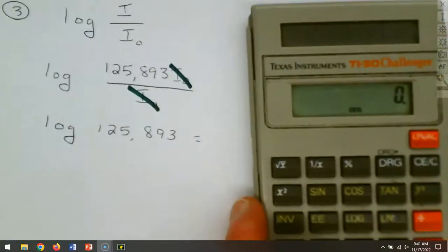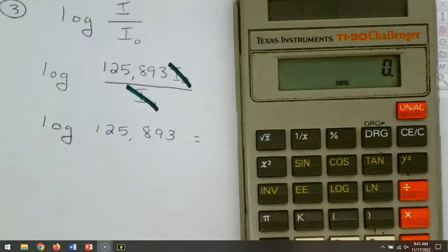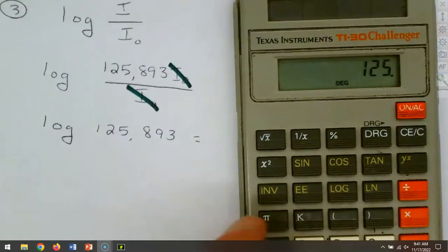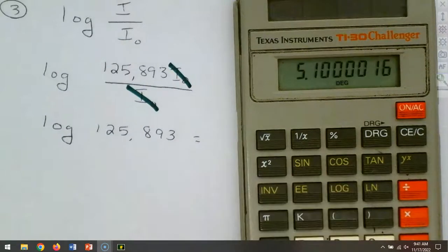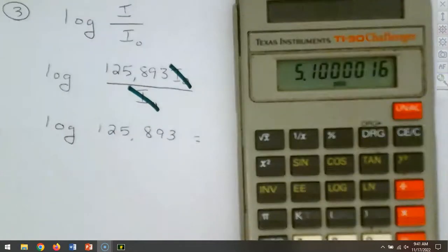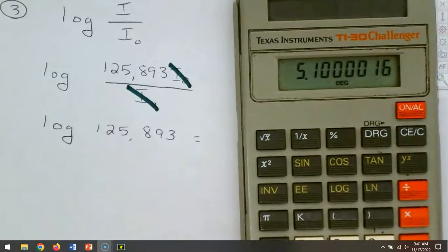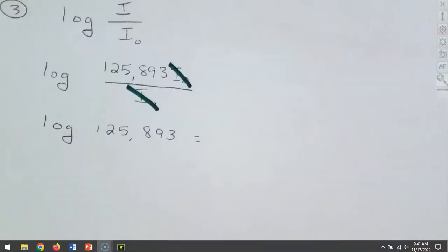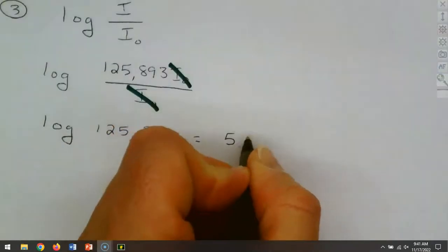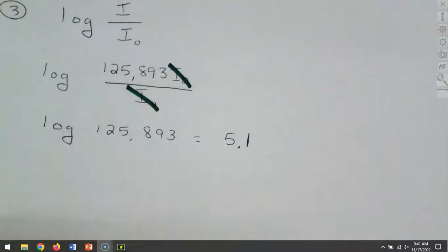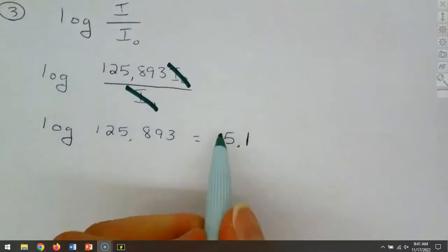It's log base 10, so we don't have to convert anything. We can just directly use our calculator. And we want to round, let's see, it didn't say how far to round. It says round to the nearest tenth, and it looks like it's going to be a 5.1. So that earthquake would measure then 5.1 on the Richter scale.